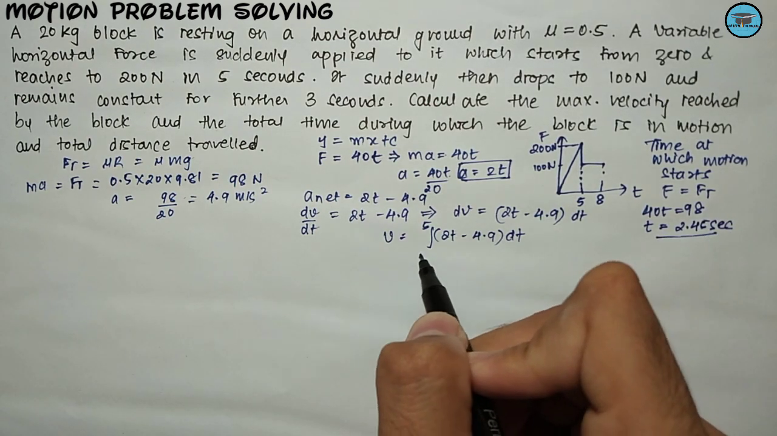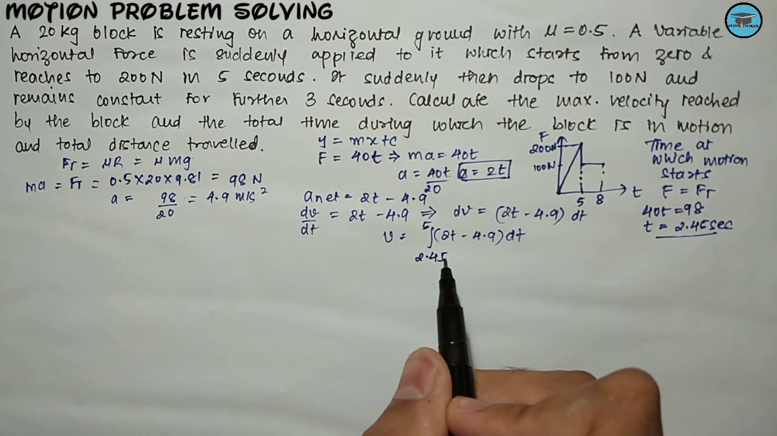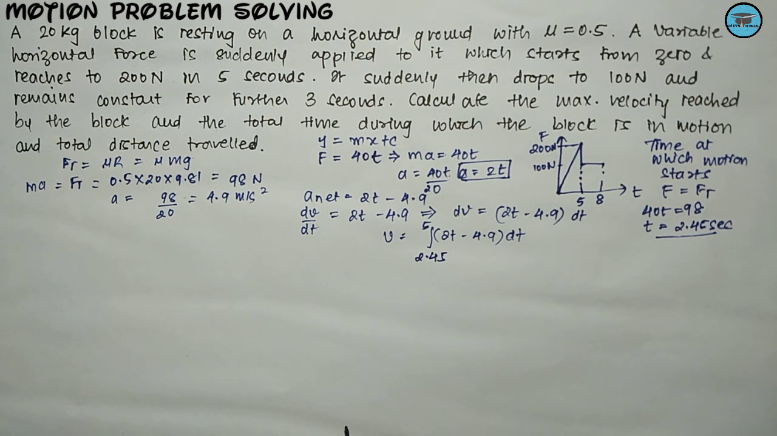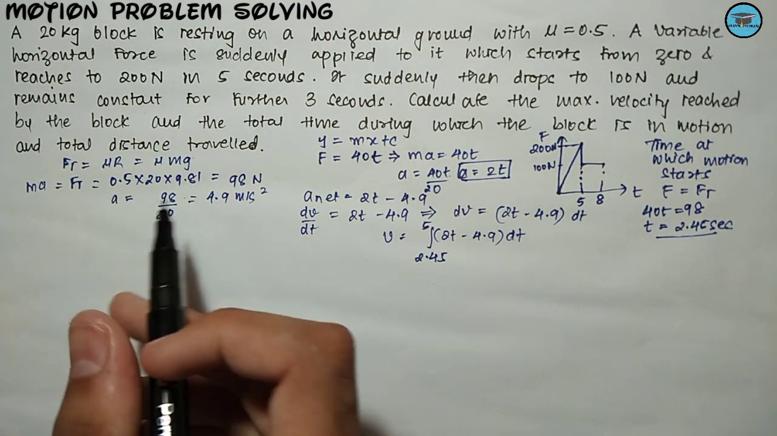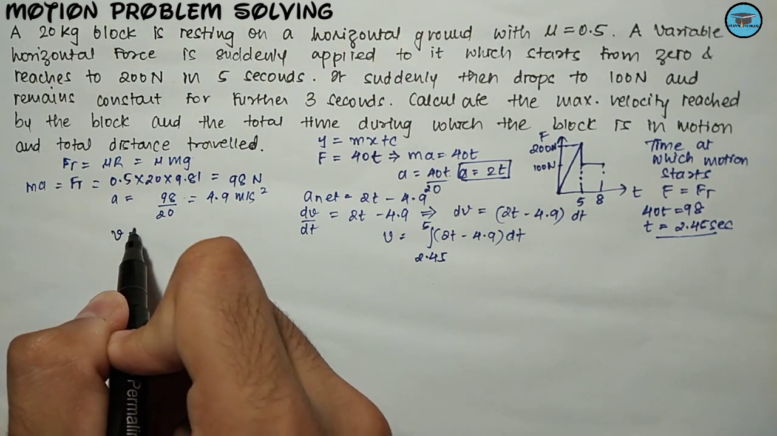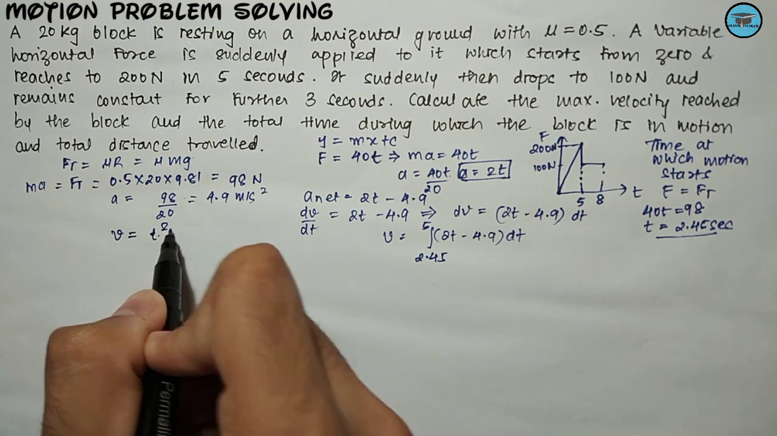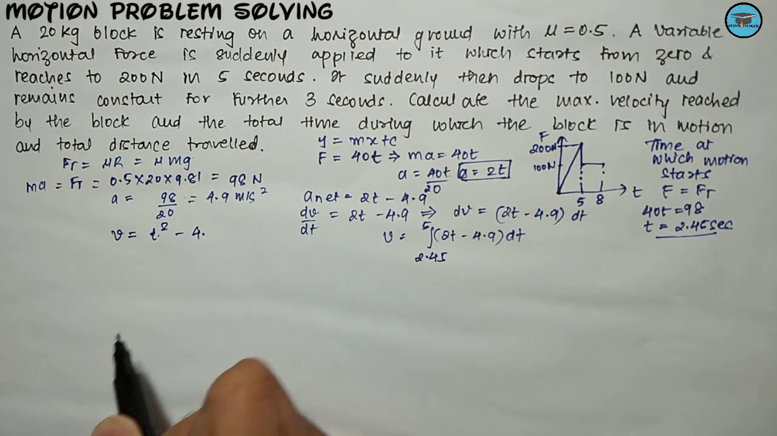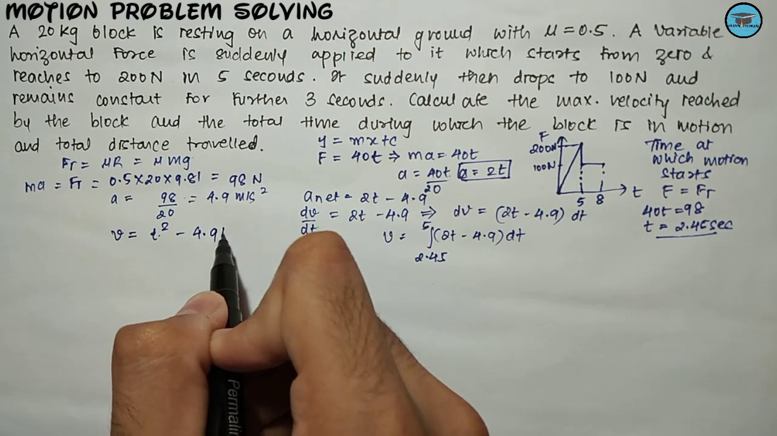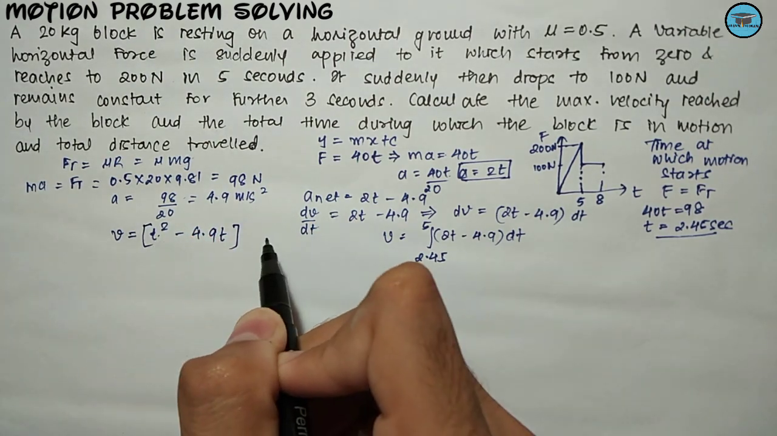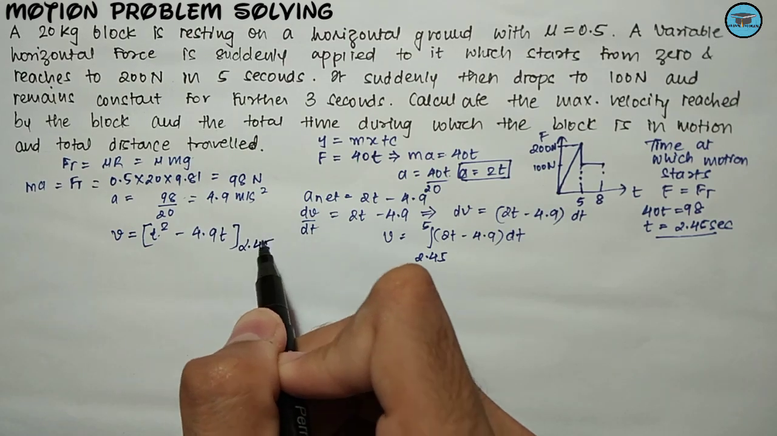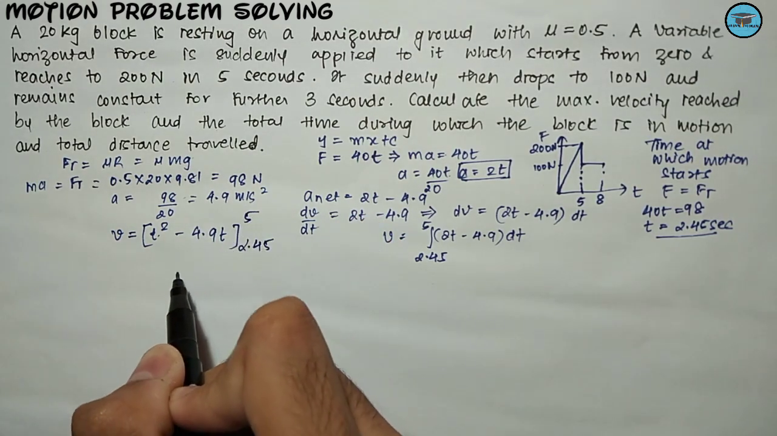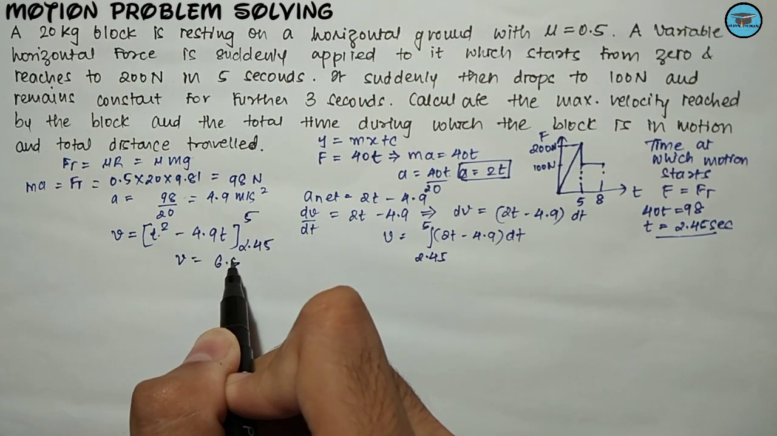So here the lower limit will be 2.45 seconds and not 0 seconds, as the motion won't start after direct application of the force. So integrating, we will get something like this: v equals t square minus 4.9t, and placing the limits 2.45 and 5, we get the value of velocity as 6.5 meter per second.